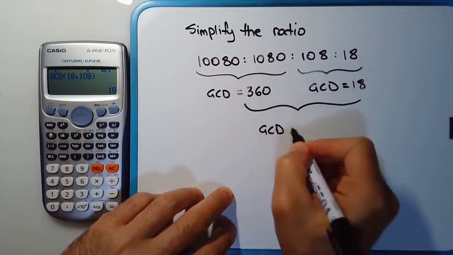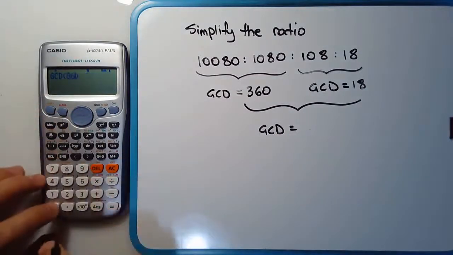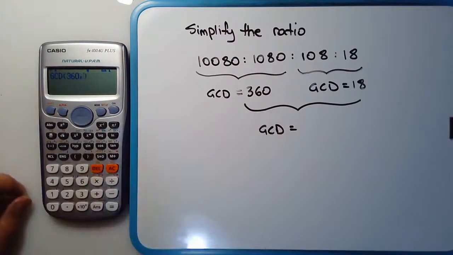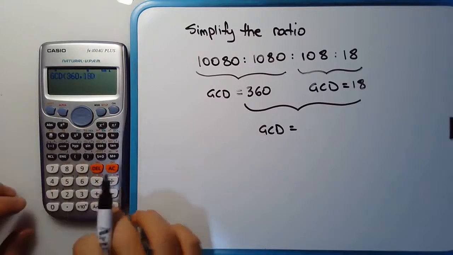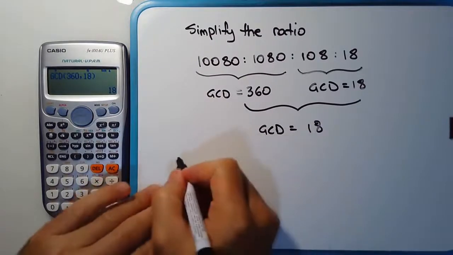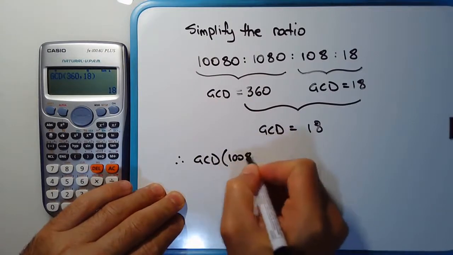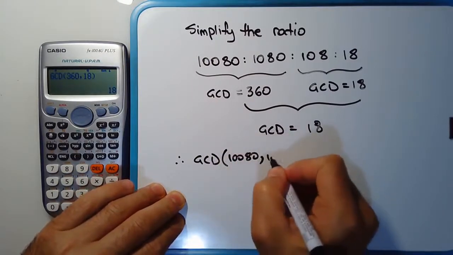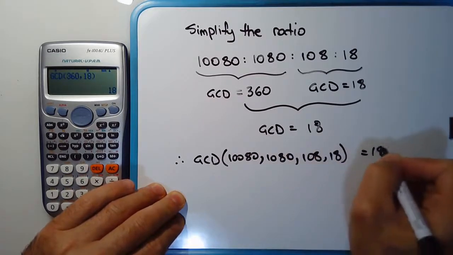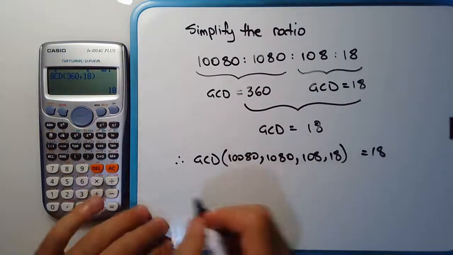So again, let's go back and we can cursor back. We're going to type in 360, this number there, Shift closing bracket to get the comma, and then 18. And we get 18. So therefore the GCD of all 4 terms, 10,080, 1,080, 108, 18, is equal to 18. So this means that all of these terms can be divided by 18. So let's do that.